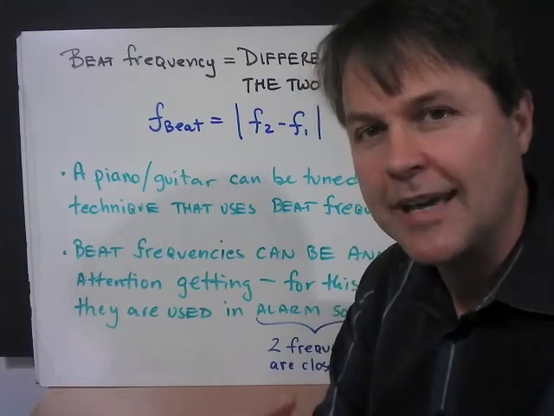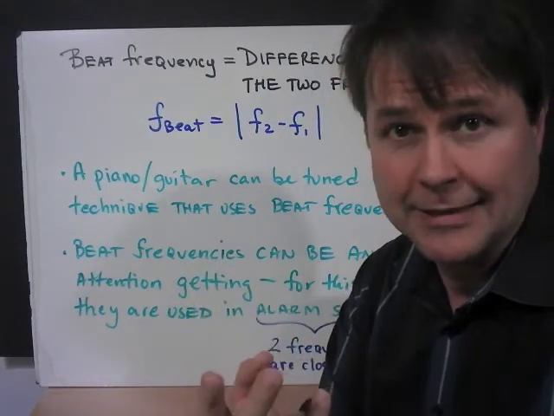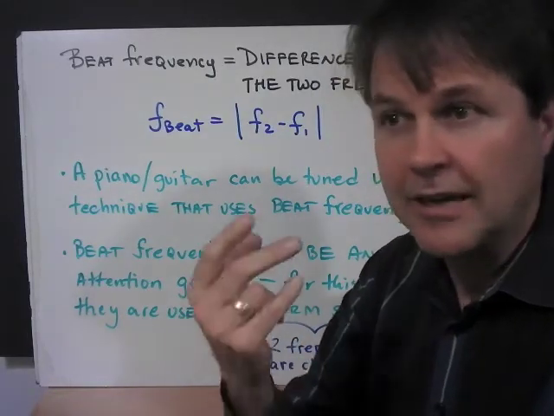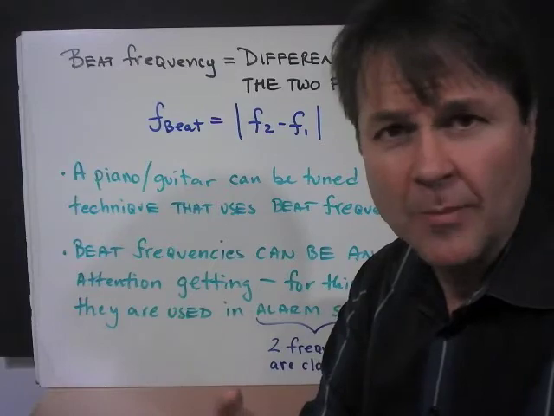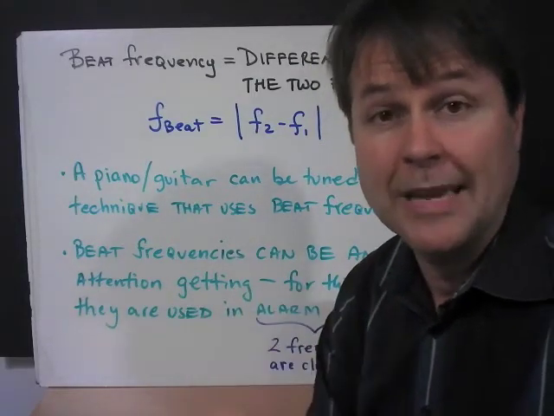And the way they produce that is they take two frequencies that are very close together and they play those simultaneously. Sirens, alarm systems, your smoke alarm also produces two simultaneous frequencies that interfere, producing that beat frequency.